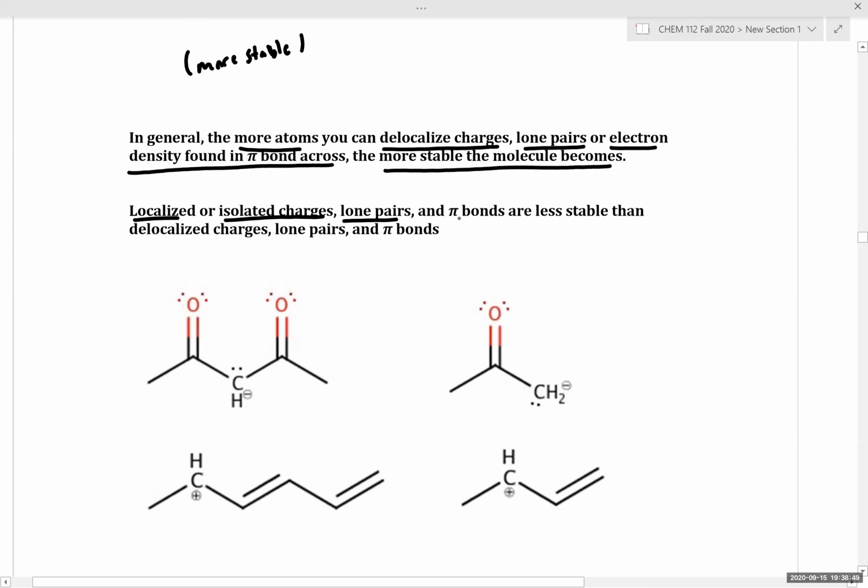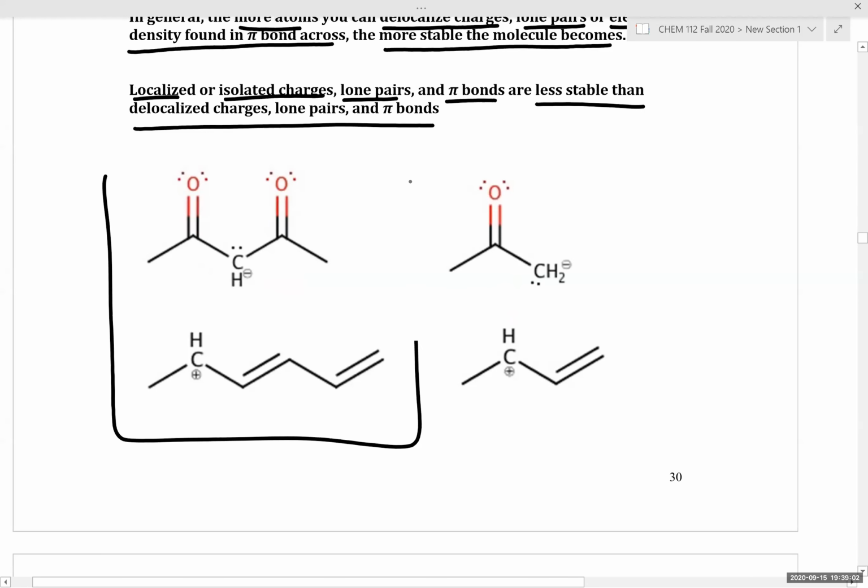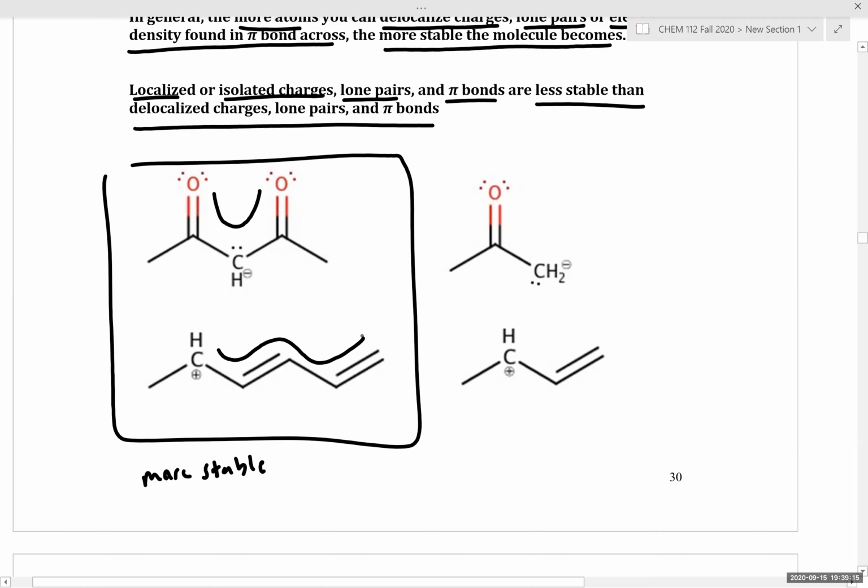Localized or isolated charges, lone pairs, and pi bonds are less stable than delocalized charges, lone pairs, and pi bonds. So in this case, these two structures on the left would be more stable in general than the structures on the right because we can distribute our charge and electron density across more atoms. Does this idea make sense? Is everyone comfortable with this idea? The more atoms that are participating in resonance delocalization, the more you can stabilize your charge and electron density, and in turn, the more stable your molecule or ion will be. Any questions on this before we move to the next idea?